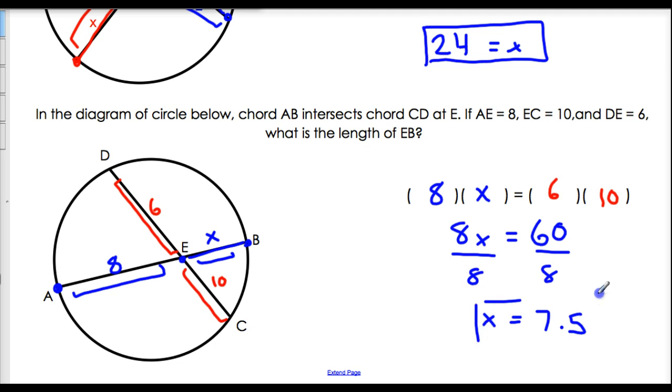Yes, that is correct. So what is the length of EB? We can't just say x. Let's state this properly. EB is equal to 7.5.